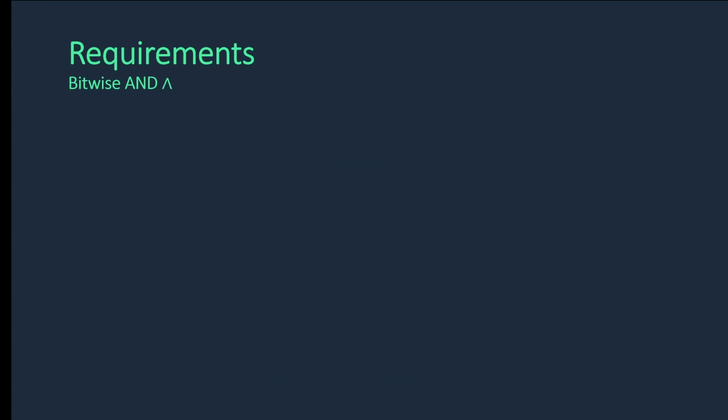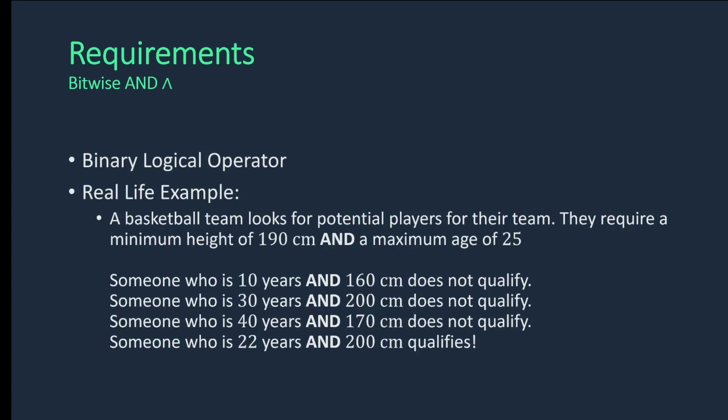And then next we have the bitwise AND operator. Again, this is another binary logical operator. For an example, we can consider a scenario where a basketball team looks for potential players for their team. They require a minimum height of 190 centimeters and a maximum age of 25. So for example, someone who is 10 years old and 160 centimeters does not qualify. While the age is satisfied, the height is not, so that's why they can't.